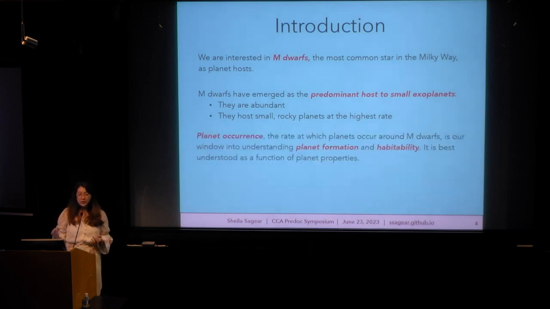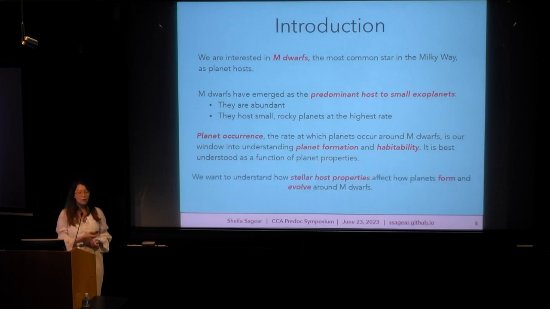Planet occurrence is exactly what it sounds like. It's the rate at which planets occur around M-dwarfs, and this is really our window into understanding planet formation and habitability from a demographic standpoint. Right now, it's best understood as a function of planet properties, such as orbital period and the planet's radius. So really what we want to do in this work is to understand planet occurrence through the lens of the stellar host properties for M-dwarfs in particular. We want to understand how these stellar host properties affect how planets form and evolve.